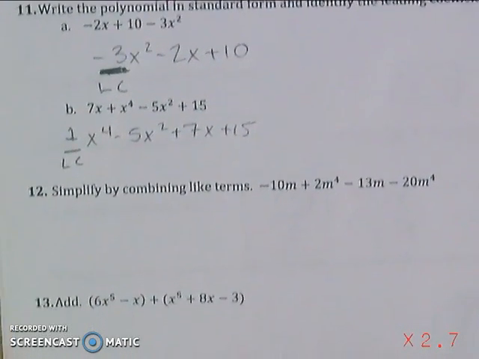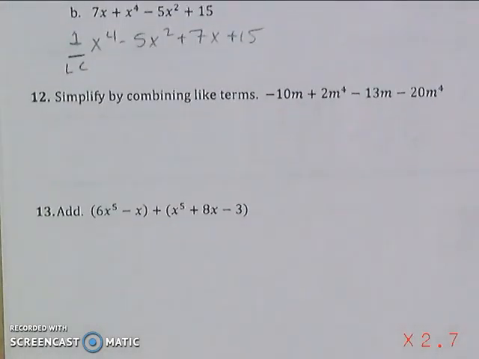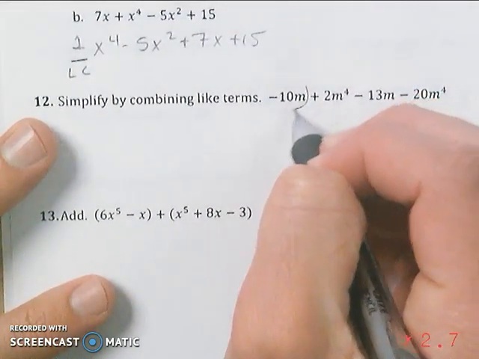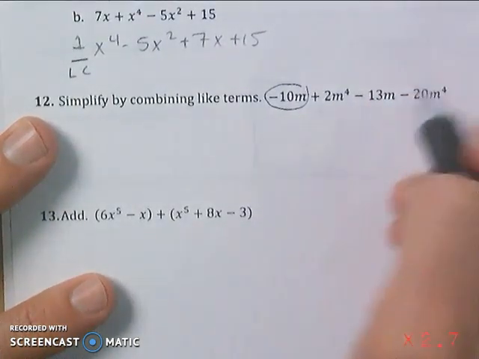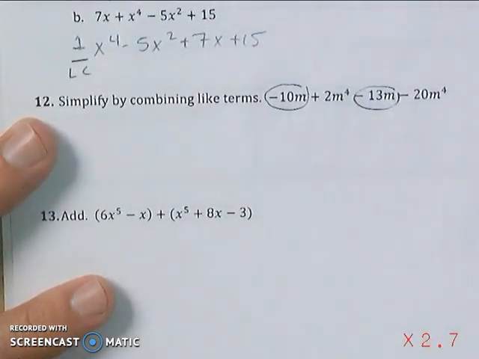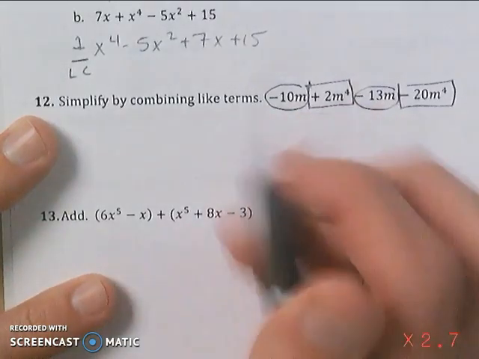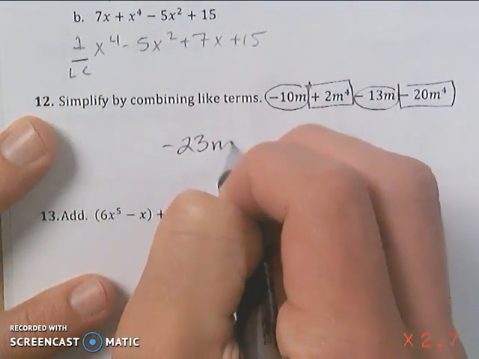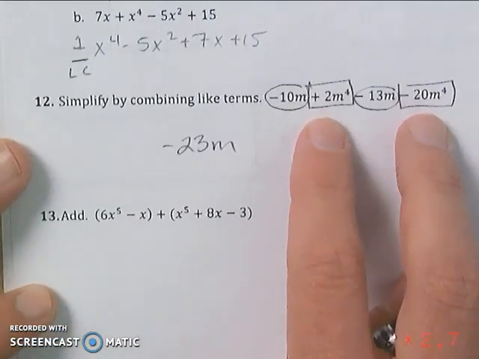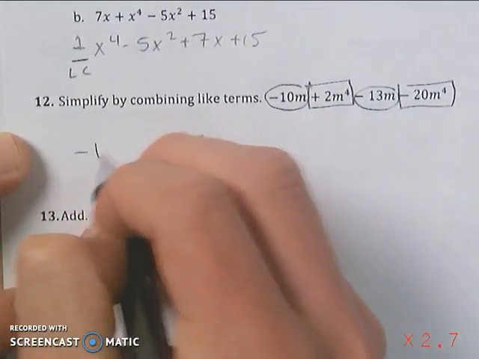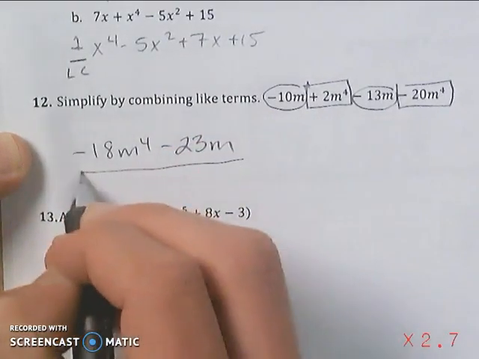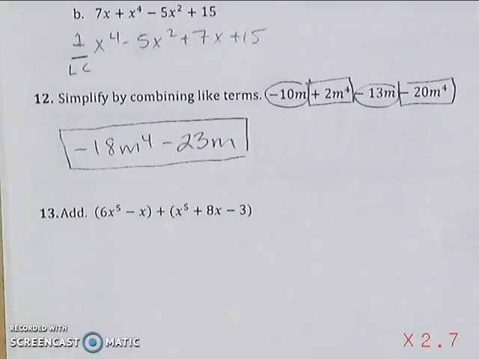All right. Simplify by combining like terms. We're going to go ahead and circle or box our like terms. So negative 10, negative 13m, those are able to combine, and we can also combine these. So negative and a negative, that makes a negative 23m. Positive and a negative, we're basically subtracting, but we're going to leave it negative 18m to the 4th. And if you can, always leave it with the highest degree first, or highest exponent. So 18m to the 4th.